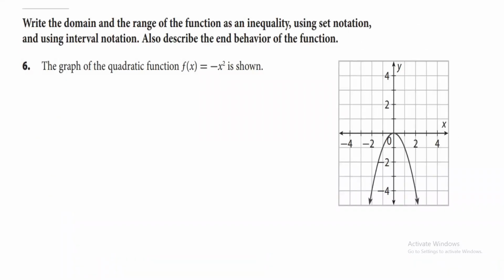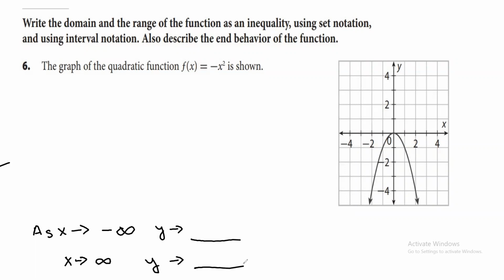Try this one. Write the domain and range in interval notation and write the end behavior. Remember, I'll start you guys off with the end behavior. As x approaches negative infinity, y approaches blank. And as x approaches positive infinity, y approaches blank. Okay?